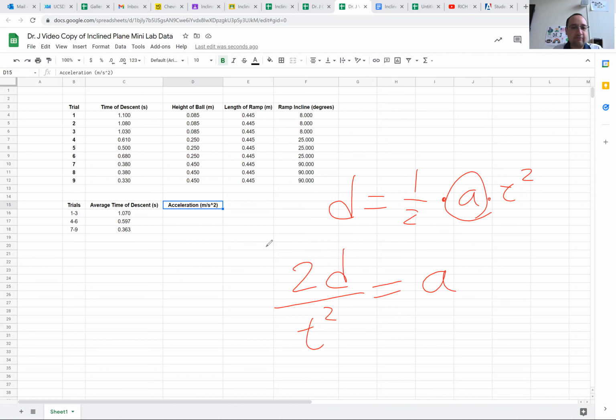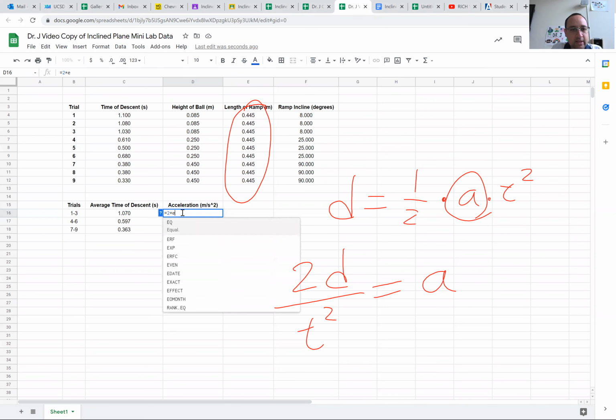So then we're basically just going to plug that formula in over here. So this guy equals 2 times the distance. Well, where's the distance? That's just in any of these cells here. So any of these cells right here contain the distance. So I could go with E4, E5, all the way up to E12. Okay, that's where my distance is. So what I do here is I type equals 2 times E4, and it's divided by the time squared. And I'm going to use my average time, which is right over here, 1.07. So I'm going to refer to cell C16.